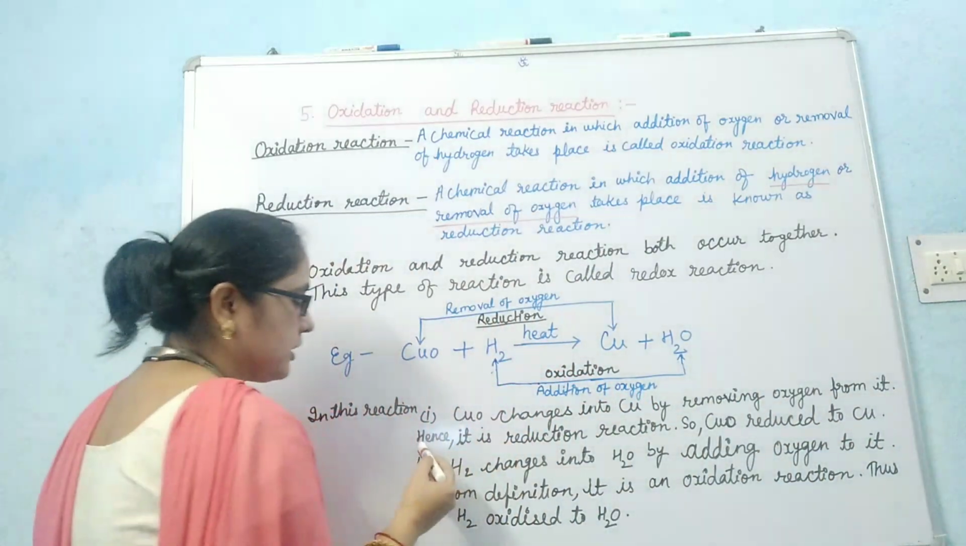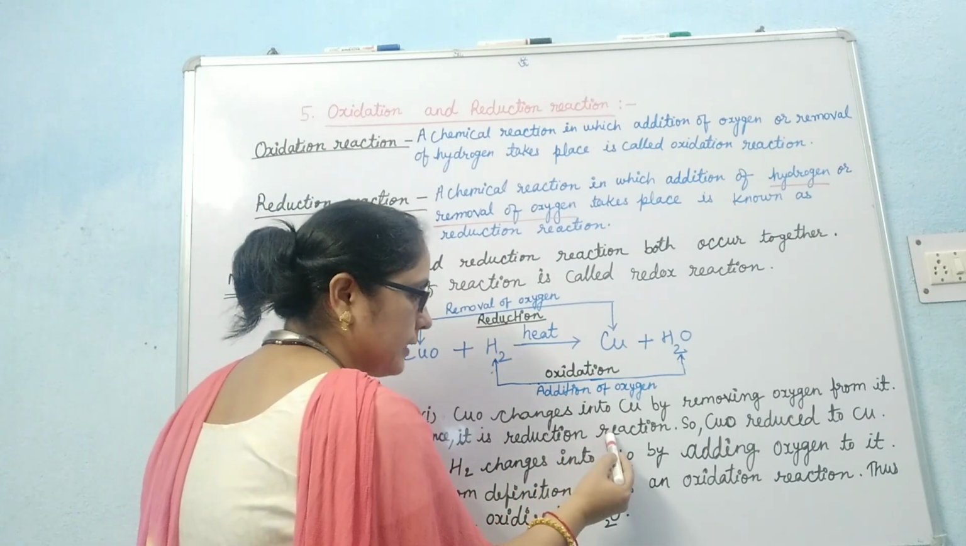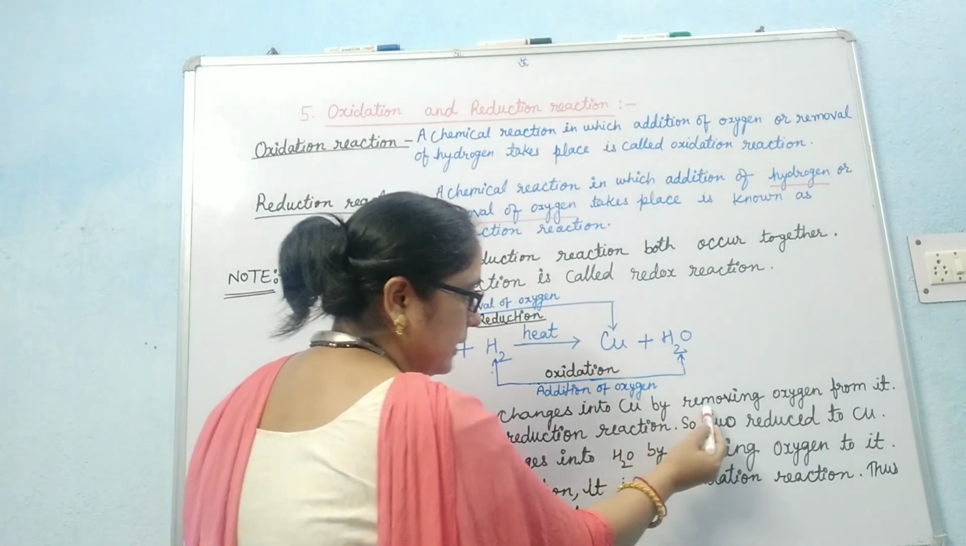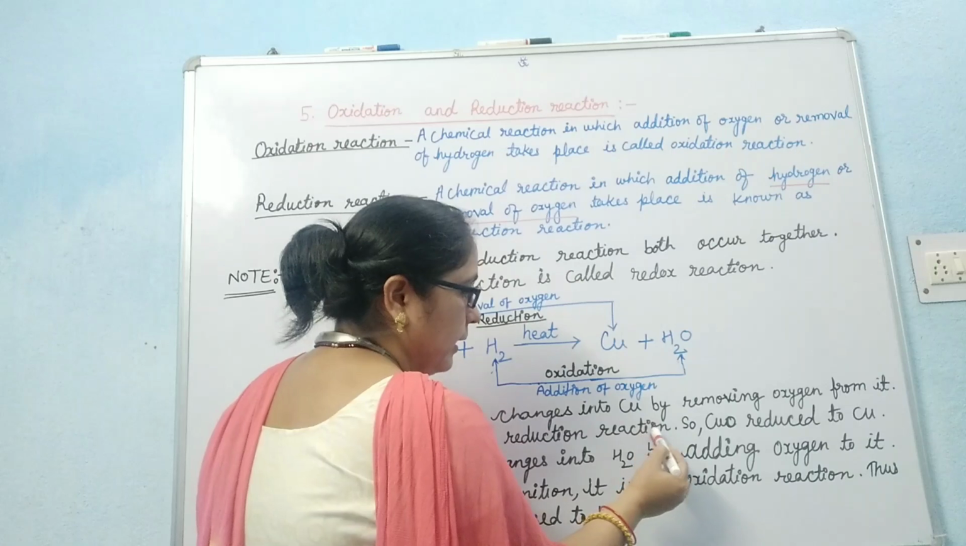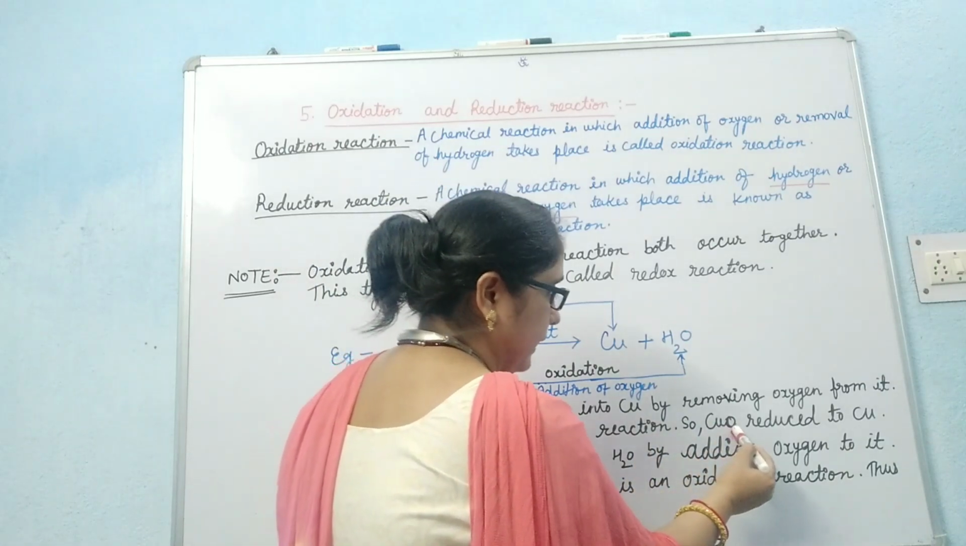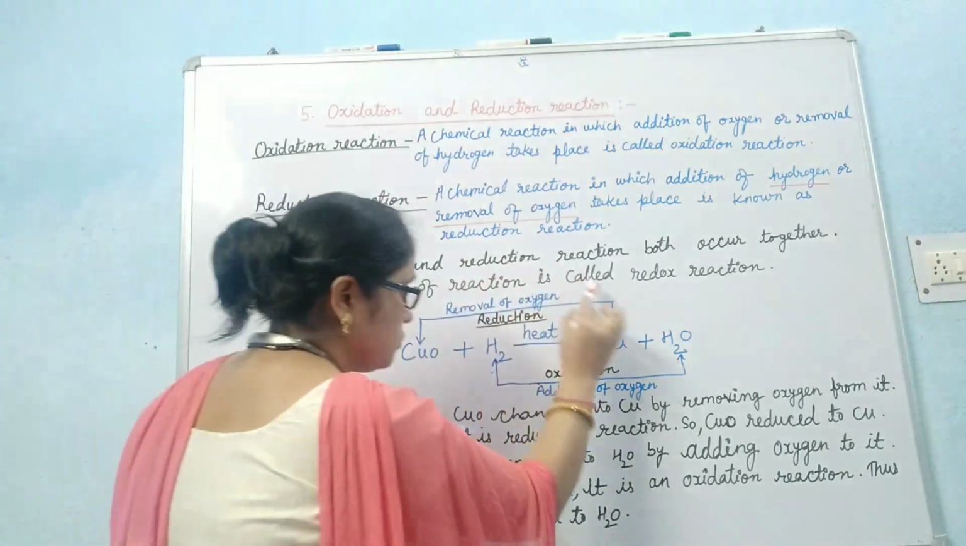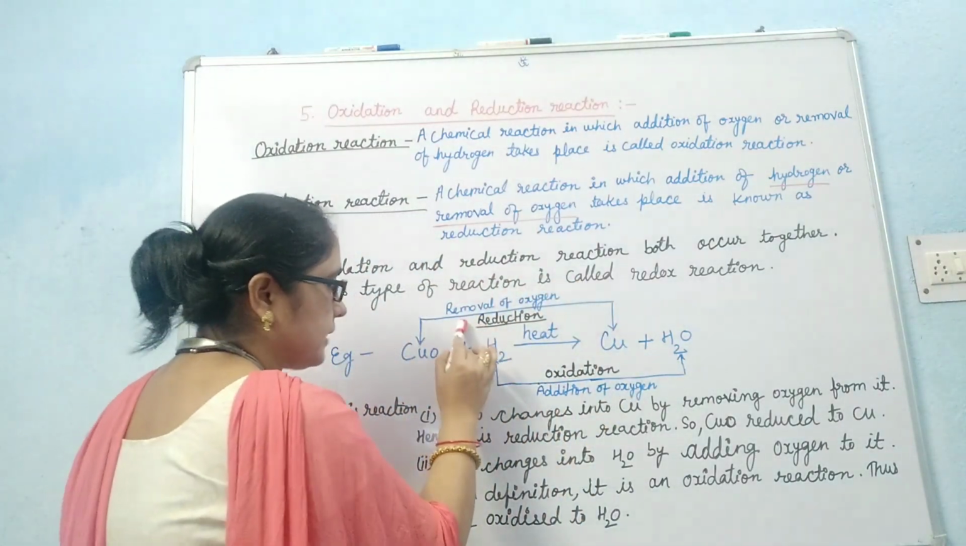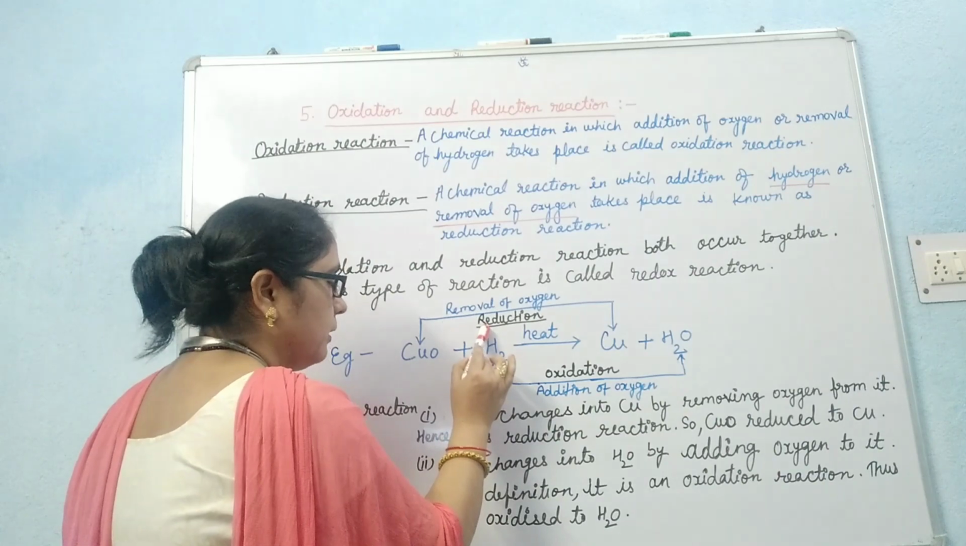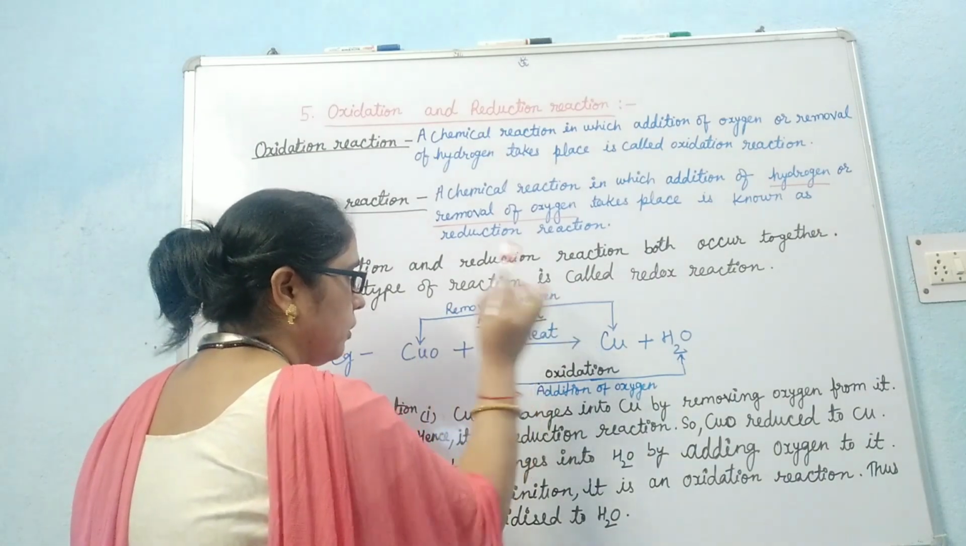And from the definition, it is reduction reaction. Removal of oxygen is reduction reaction. It means copper oxide is reduced to copper. And which reaction is taking place? Reduction. Why? Due to removal of oxygen.